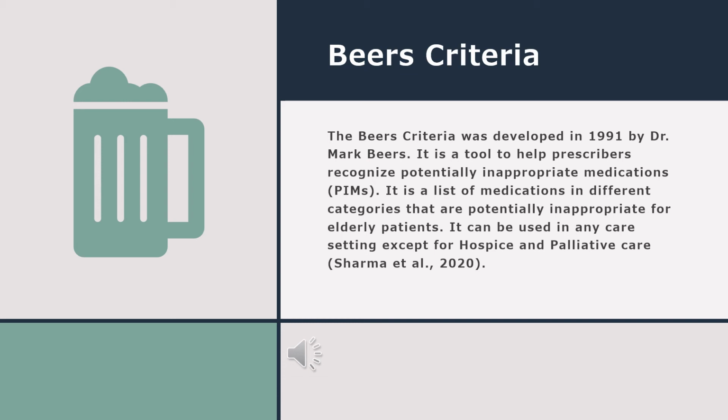One of the tools that can be used by prescribers in managing polypharmacy in the elderly is the Beers criteria. This was developed in 1991 by Dr. Mark Beers. This tool helps prescribers to recognize potentially inappropriate medications. It is a very large list of medicines in different categories that are potentially inappropriate for elderly patients. It is used in any healthcare setting except for hospice and palliative care.